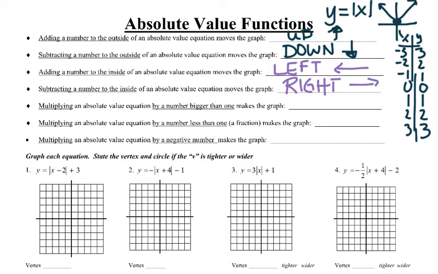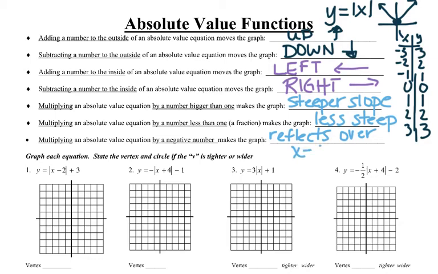What about multiplying by a number bigger than 1? Right, it's a steeper slope. It's tighter, I say sometimes, versus less steep or wider. And then when you multiply by a negative, it reflects over the x-axis. Sometimes I say upside down, but really it's more correct to say reflects over the x-axis.